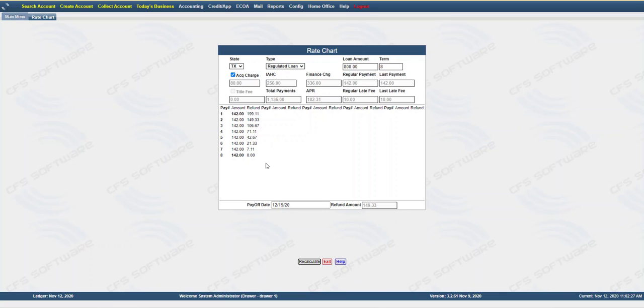It just allows you to maybe make some loans based on some of the testing that you do within the rate chart area, or if you just want to know in the rate chart area what the information would be for a specific loan amount and term. So this is rate chart. It can be helpful in projecting out what a specific loan amount and term would be. Thank you very much.